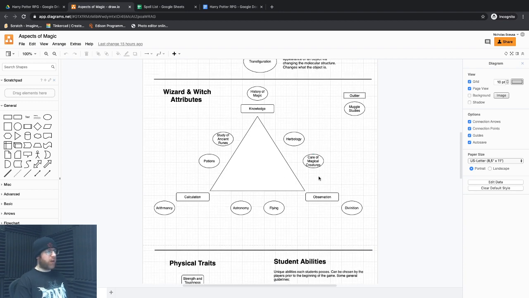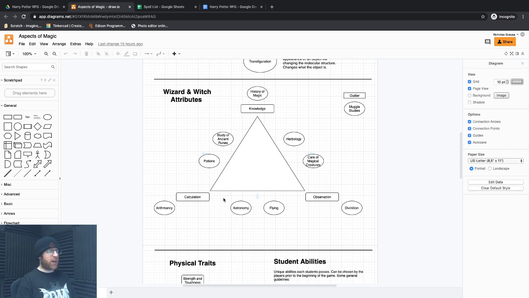If we scroll down a little more, I tried to think about the other classes at Hogwarts. So we've got potions, arithmancy. I'm probably saying that wrong, but I believe it's the study of numbers. Astronomy, flying, divination, care of magical creatures. Hagrid. Love you, Hagrid. Herbology, study of ancient runes, history of magic, and then the outlier, Muggle studies. So again, I was trying to think of this triangle system where we would figure out the base components of a witch or wizard, or their attributes, to be able to do this.